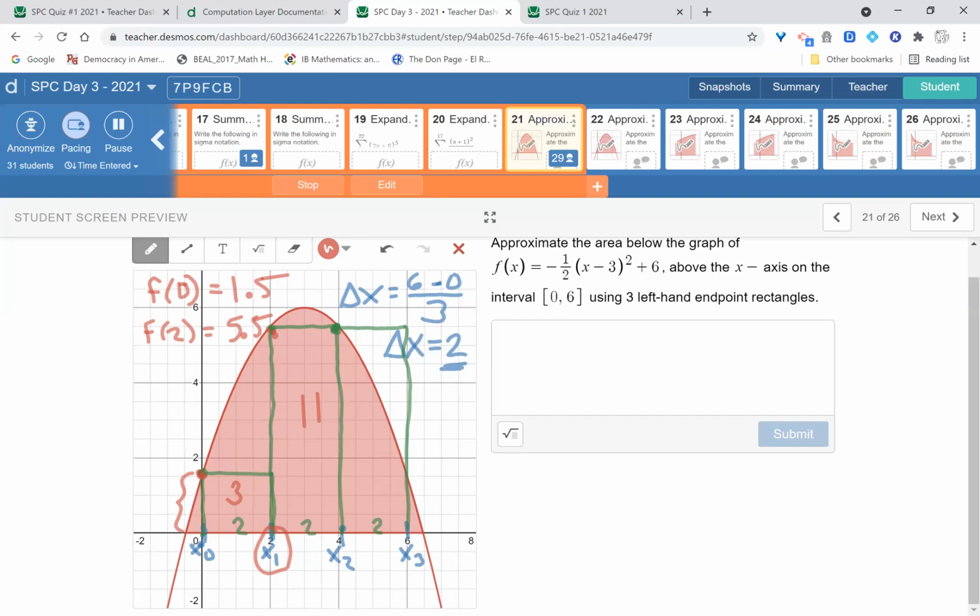I would do the same thing again with the last rectangle. The last rectangle, I would plug 4 in. If I plug 4 in, you're going to find out that you get 5.5 again, and we're going to end up with 11 for that rectangle again. So what is my approximate area? 3 plus 11 plus 11. My area is approximately 25 for this one.